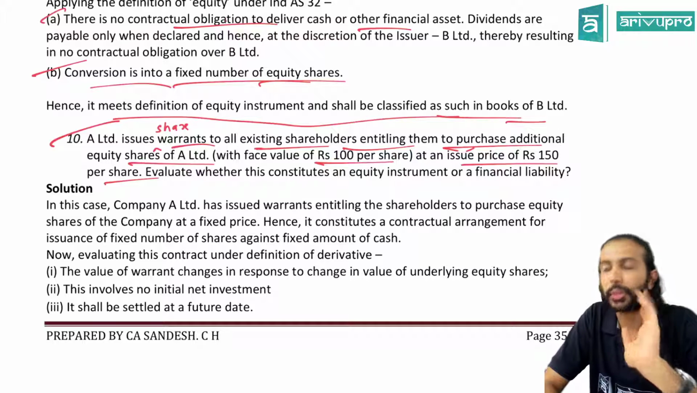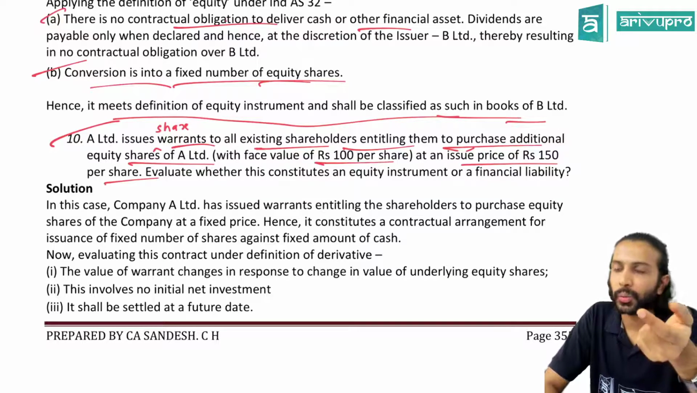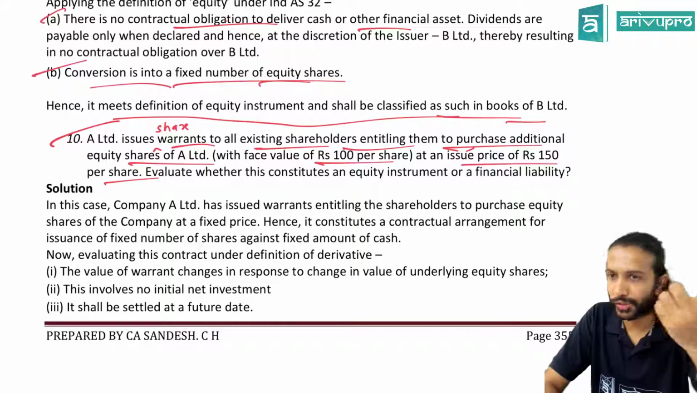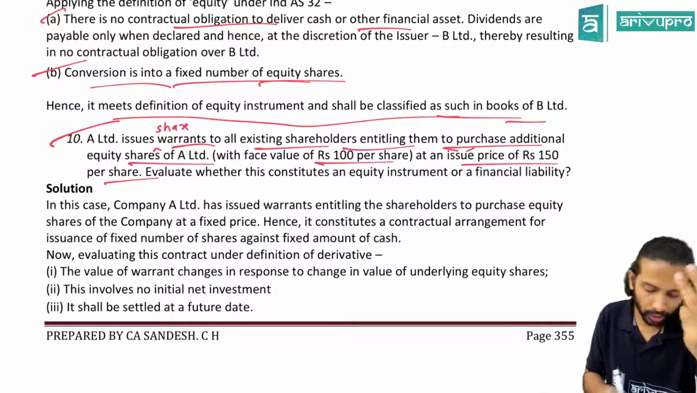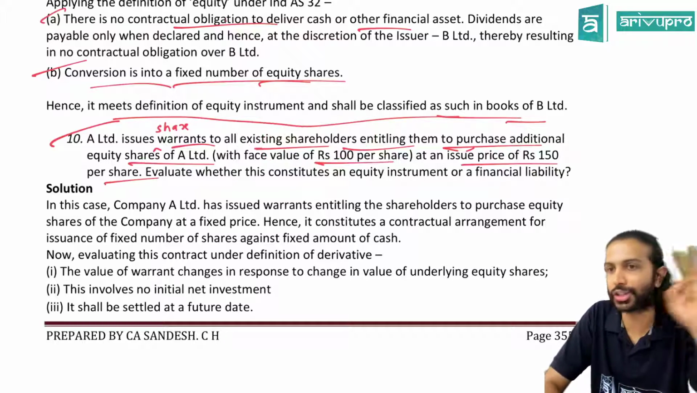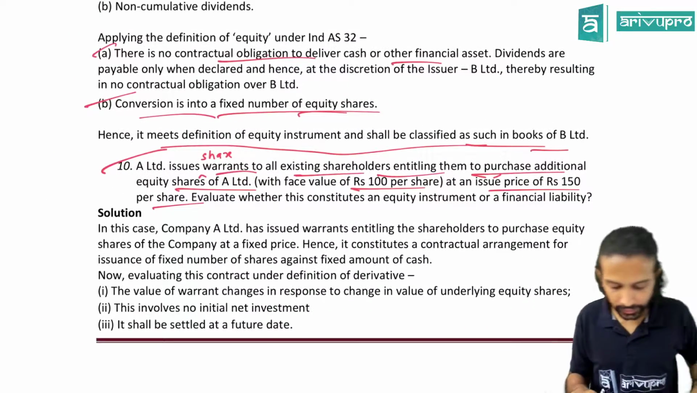Fine now. So what features does it have? Equity. Which test will you apply? The fixed to fixed test is applied. Consideration is also fixed. Consideration is 150. And the number of shares, though they have not given it, will be fixed because it is a share warrant. Done now? Hence what will be the classification? Equity.